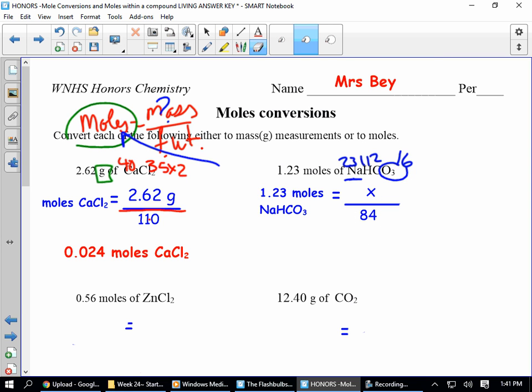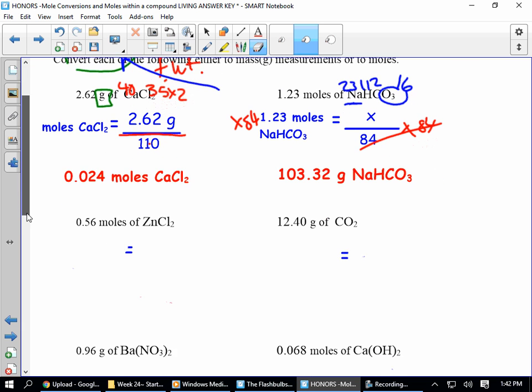How do we solve this problem? Well, I know 84 is on the bottom, so I'm going to multiply by 84 to get rid of that, and that means we need to multiply this side by 84. And boom, I get an answer, 103.32. And now I found X, which is grams, and put the formula. All right, let's have you try the next one. Pause it, and then we'll go.